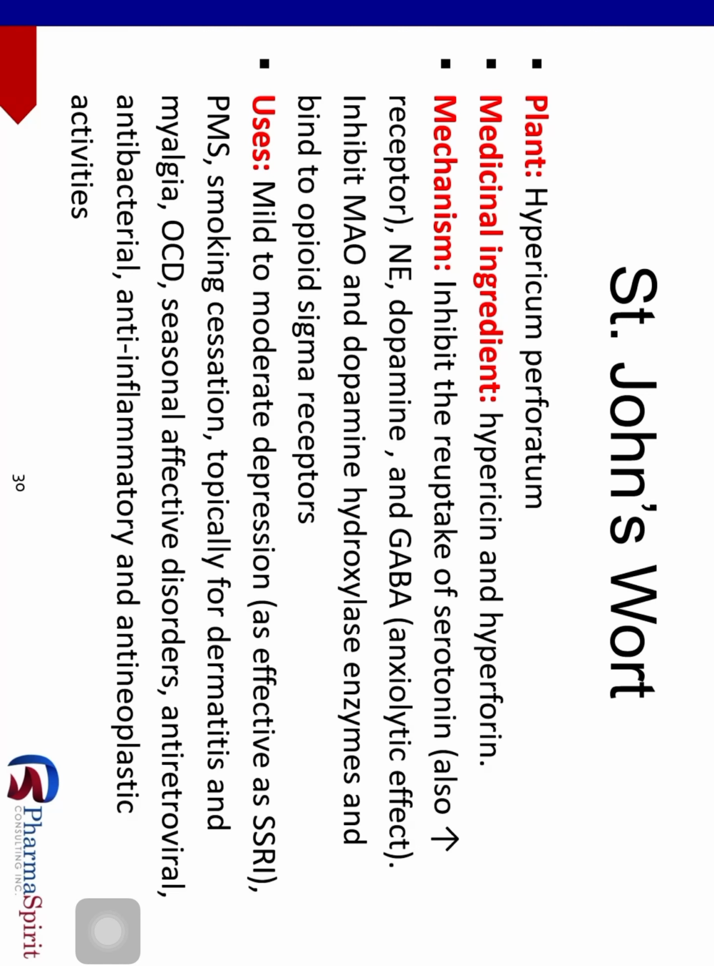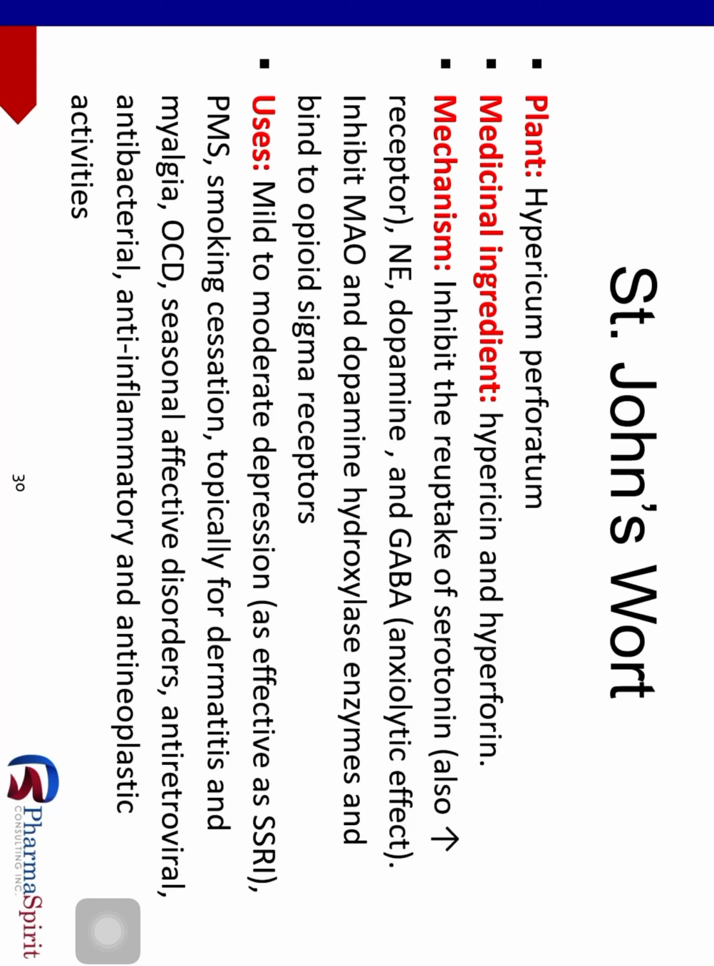The mechanism: St. John's wort inhibits the reuptake of serotonin. It also increases the serotonin receptors. Other effects include increasing norepinephrine release, increasing dopamine, and increasing GABA. That's why they believe it has some anxiolytic effect. It inhibits MAO and dopamine hydroxylase enzyme, and it binds to the opioid sigma receptors, which contribute more to the antidepressant effect as well.